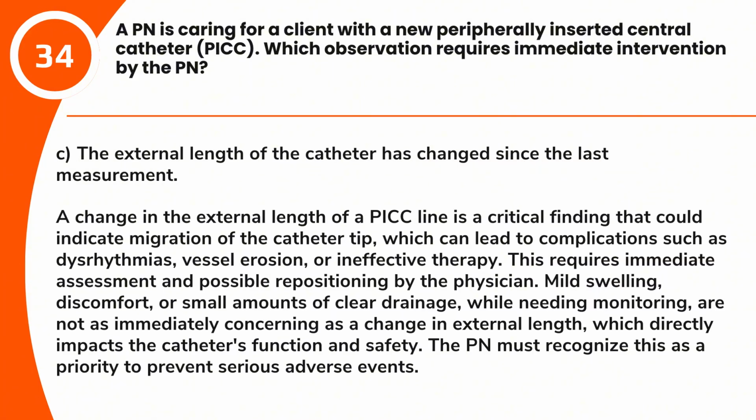Answer C. The external length of the catheter has changed since the last measurement. A change in the external length of a PICC line is a critical finding that could indicate migration of the catheter tip, which can lead to complications such as dysrhythmias, vessel erosion, or ineffective therapy. This requires immediate assessment and possible repositioning by the physician.